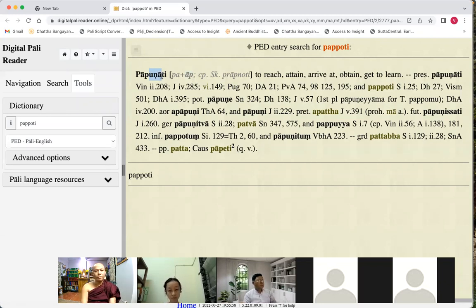Thank you, Bante. What about the other one, the Pali Text Society? This is the Pali Text Society, inside the digital Pali reader. Right. Okay.